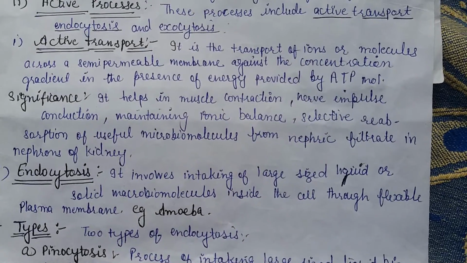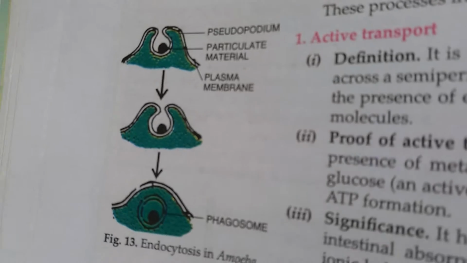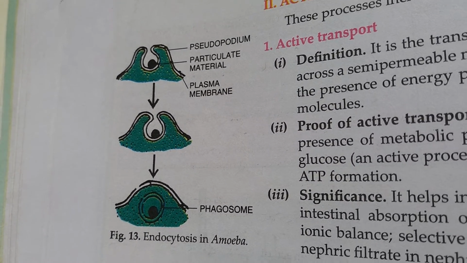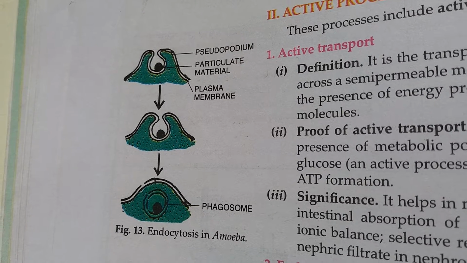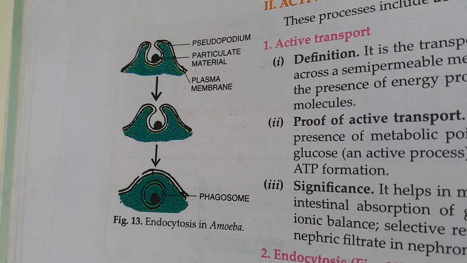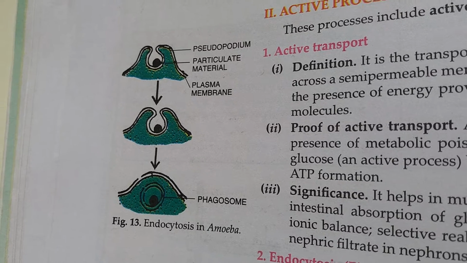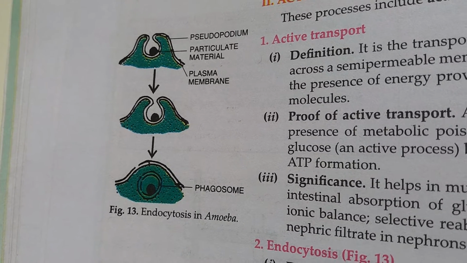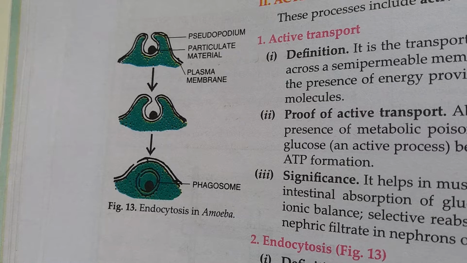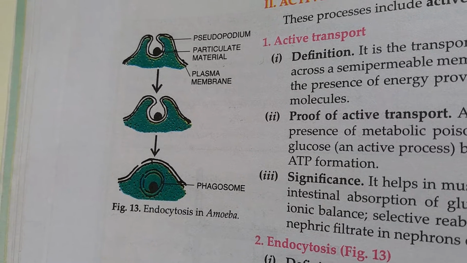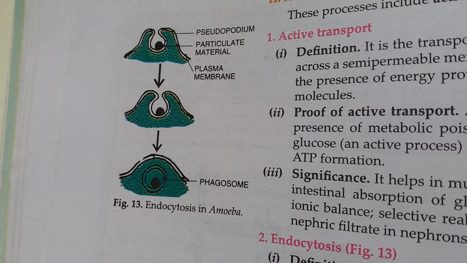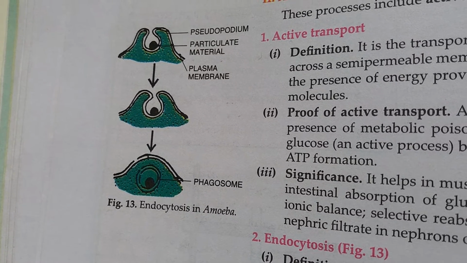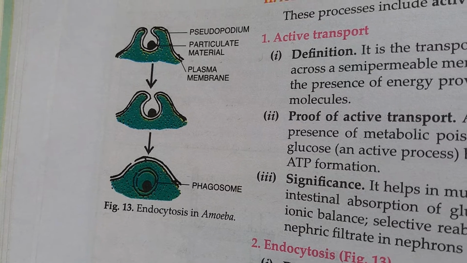Here we have the example of amoeba. You can see the diagram of amoeba. This is the diagram of endocytosis in amoeba. Plasma membrane forms the pseudopodium and allows the entry of particulate material inside the cell. In the last diagram you can see that the plasma membrane closed out and the particulate enters the cell, and this particulate is known as the phagosome. This is the process of endocytosis in amoeba.